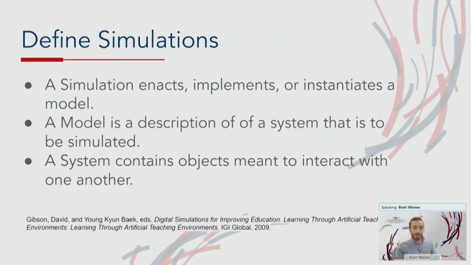All right. So the definition of simulations, according to this book: a simulation enacts, implements, or instantiates a model. And a model is a description of a system that is to be simulated. And a system contains objects meant to interact with one another. The basis of that is a simulation is just the interaction of objects within a space, and that whole scenario. The idea is to put us, the viewer, or us, the user, in the middle of that to gain an understanding of the process.